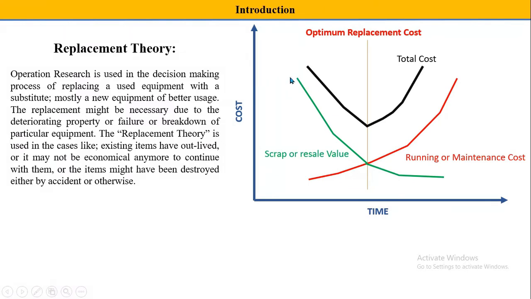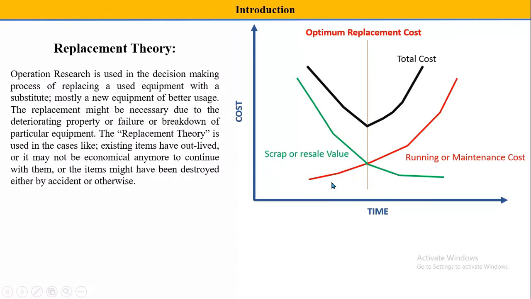So let's talk firstly about scrap or resale value. Let's again take the example of a cell phone. Today you bought a cell phone for 10,000 rupees. After using it for a certain time, for example 6 months, its resale value might decrease from 10,000 to 9,000. If you increase again by 6 months it will decrease to 8,000, 7,000, and so on. As time passes, its resale or scrap value keeps decreasing.